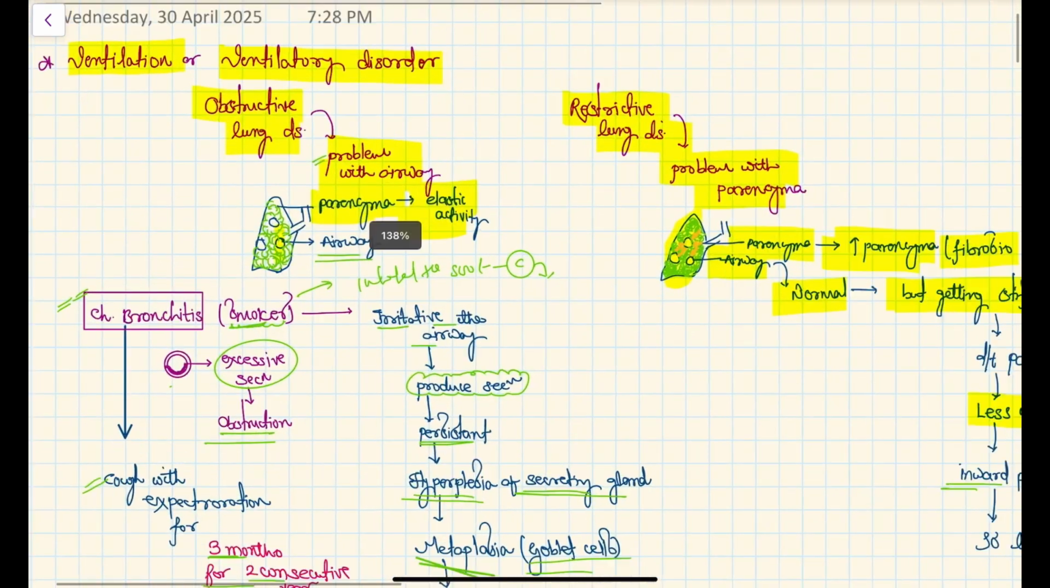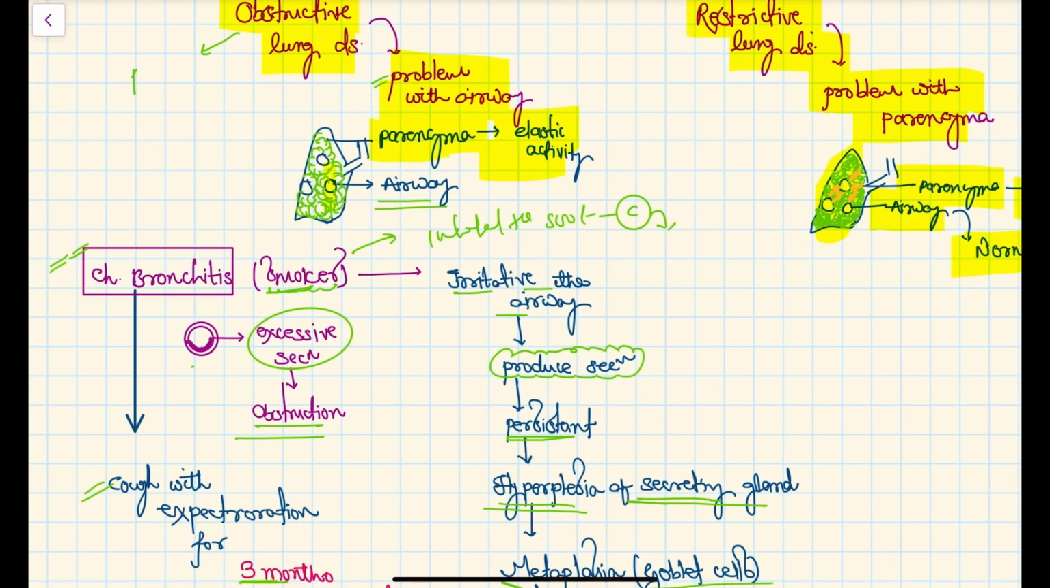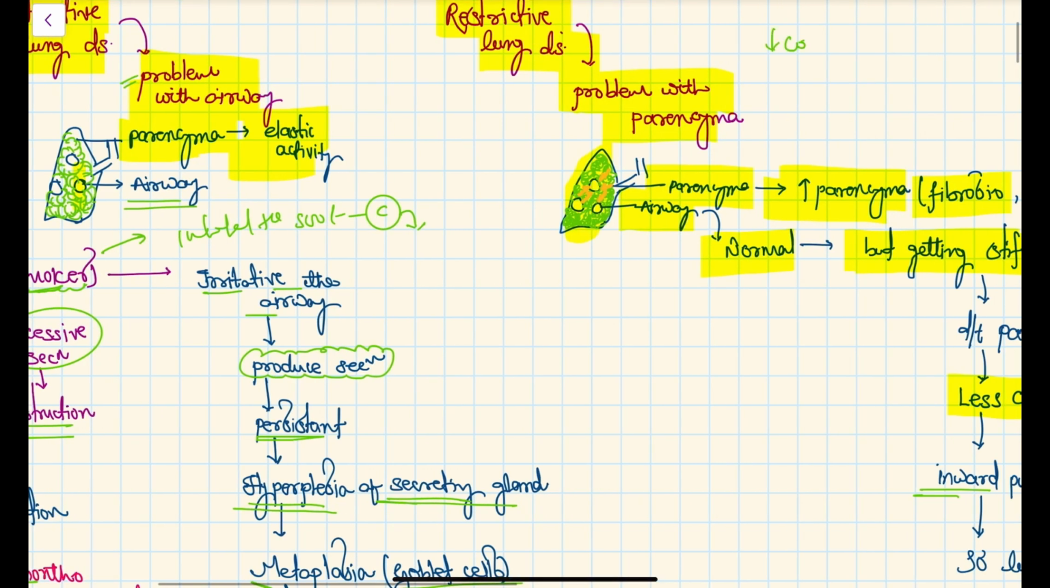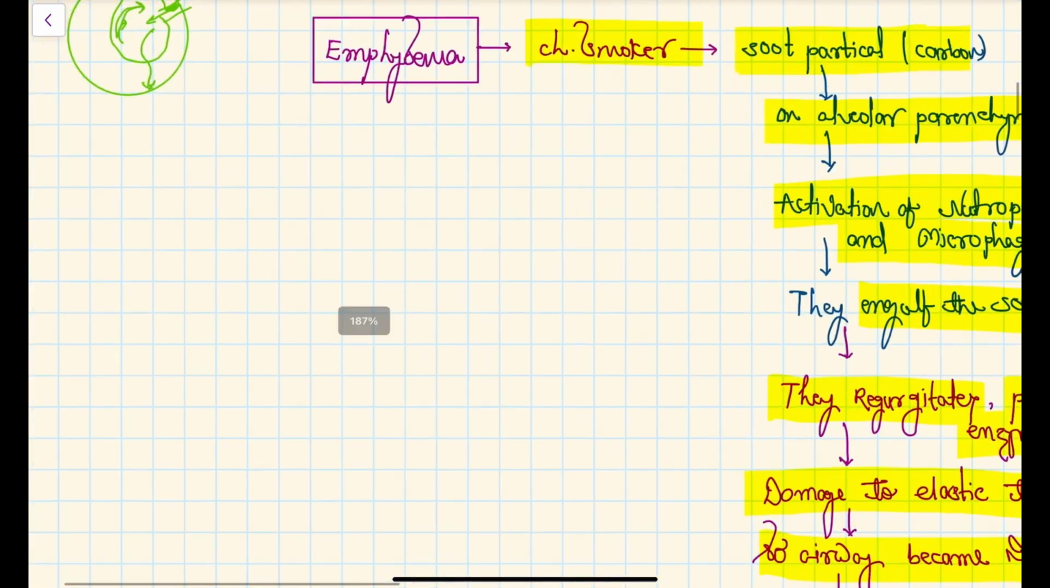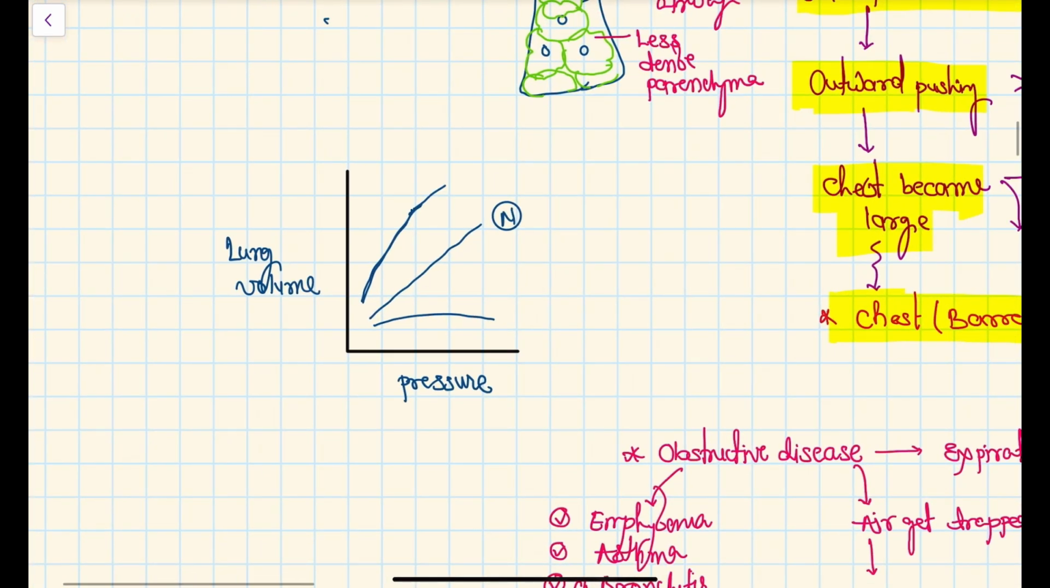In obstructive diseases there is an increase in compliance. Here there is a decrease in compliance. Now coming to a small exercise, the graph of lung volume versus pressure. This is a normal lung. So here the lung volume is increased, and the pressure is the same for both.